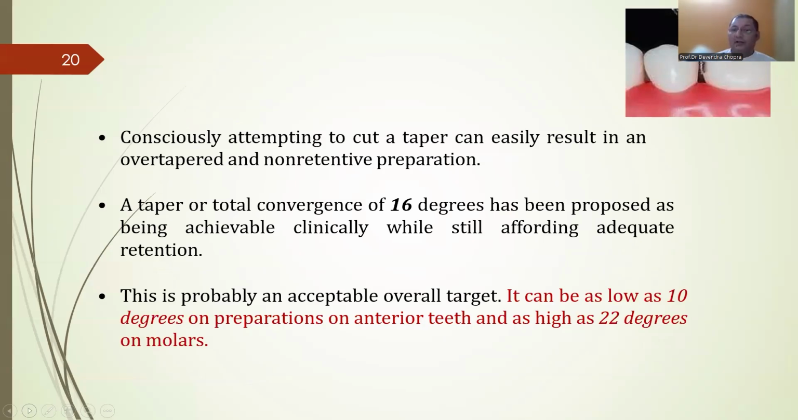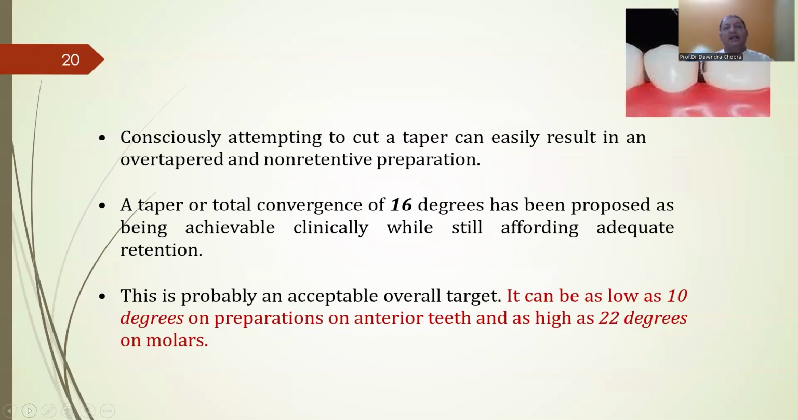Consciously attempting to cut a taper can easily result in an over-tapered and non-retentive preparation. How does this happen? You have seen some amount of tilting while you are going for your tooth preparation adjacent to the edentulous segment. Long-term edentulism will always lead to mesial migration. We have already read this in our second year BDS in Wheeler's dental anatomy. They say if the patient is not going to get her or his teeth replaced within a span of time, there will be a mesial migration of the natural existing abutment.